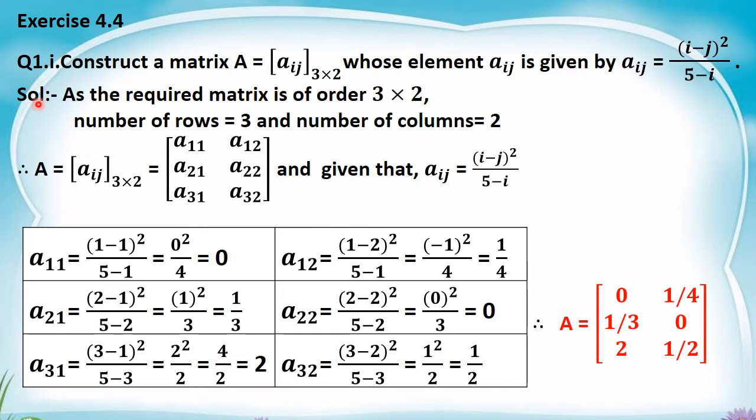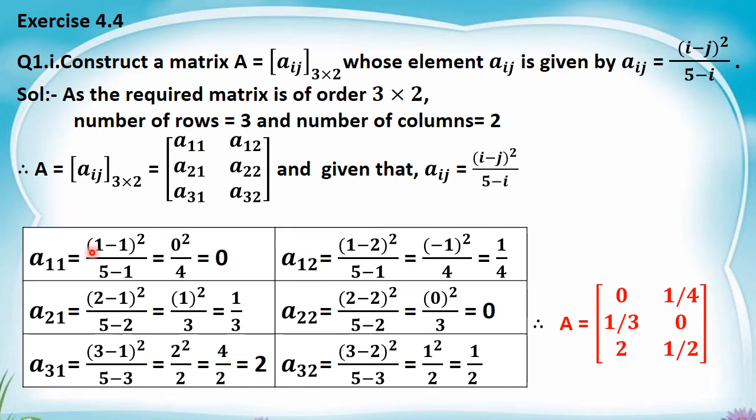Solution. As the required matrix is of order 3 by 2, the number of rows is 3 and the number of columns is 2. So, we can write the general matrix as A of order 3 by 2 equal to a11, a12 in the first row, a21, a22 in the second row, a31, a32 in the third row. Also given that aij is obtained by (i minus j) the whole square upon (5 minus i).